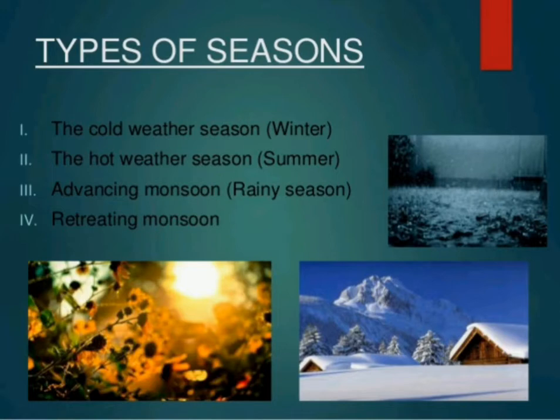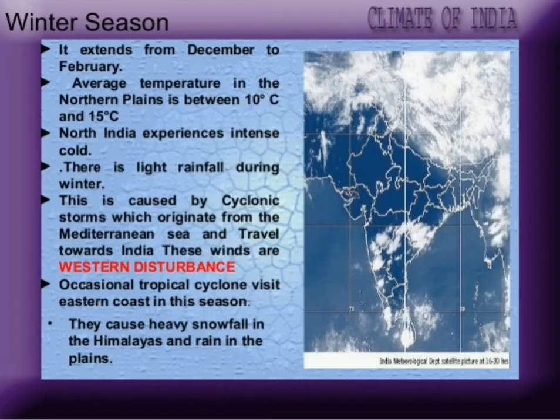There are basically four seasons identified in India. They are the cold weather season, the hot weather season, advancing monsoon or the rainy season, and retreating monsoon or the post-monsoon season. Let us learn more about each season now. The first one, the cold weather season.